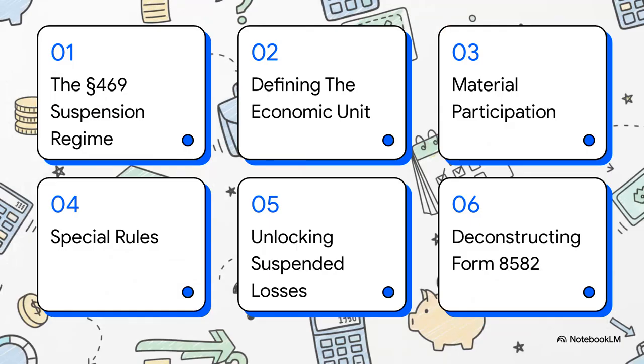So here's our game plan. We'll start with the basics of the suspension regime. Then we'll get into a critical first step, defining what an economic unit or activity even is. After that, we'll tackle the all-important material participation tests, touch on some special rules, and then get to the part everyone's waiting for, how to actually unlock those suspended losses. Finally, we'll see how it all comes together on Form 8582.